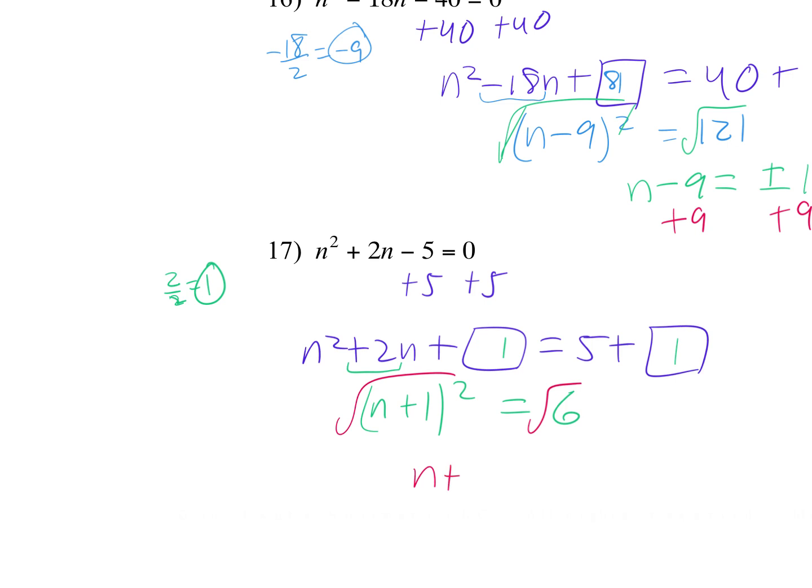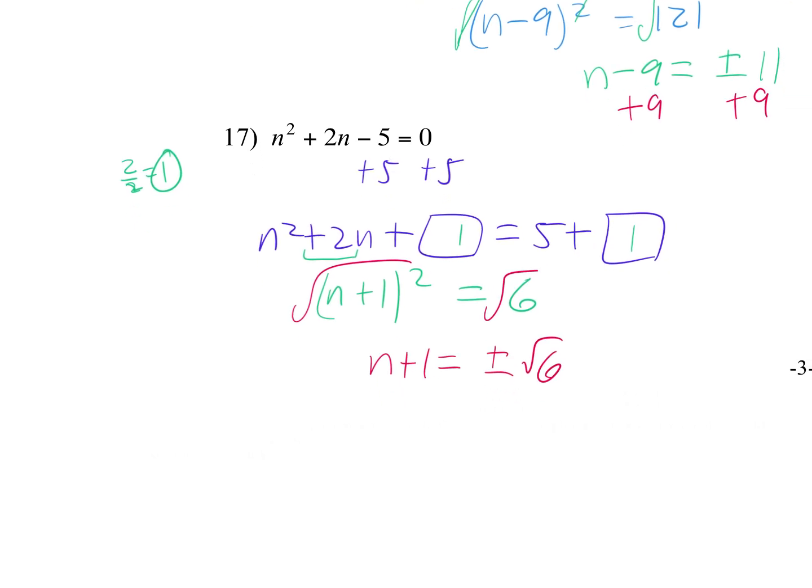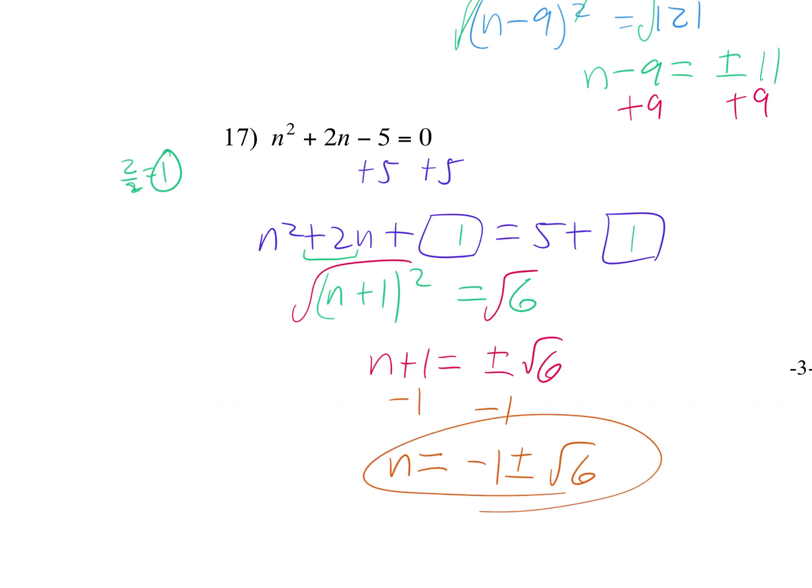We get n plus 1 equals plus or minus the square root of 6. And now the last thing we want to do is just get the n by itself, right? Let's subtract the 1. So we get n equals negative 1 plus or minus the square root of 6. All right. So we get our two solutions here, and 6 is not a perfect square, nor does it have factors that are perfect squares, so you just leave it alone. Your answer is going to look like this.